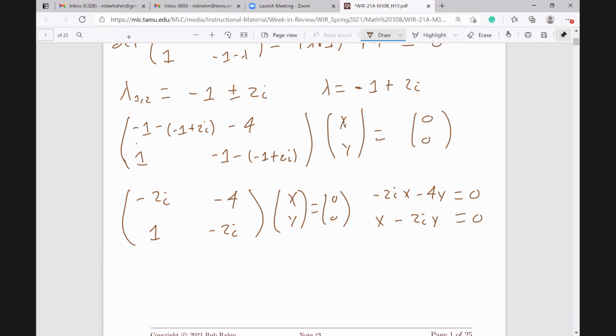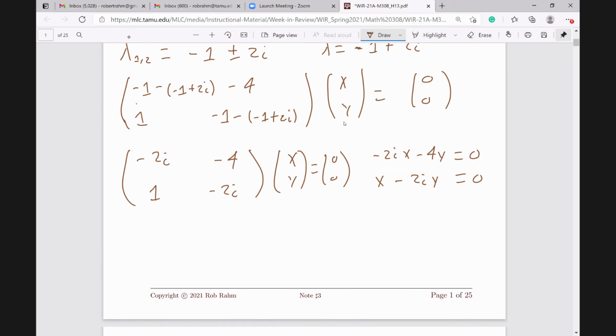And basically, that check is good because if the two equations are not multiples of each other, it means we've done something wrong. On the other hand, if we've done something wrong, there's almost no chance that just by accident the two equations are going to be multiples of each other. Okay, either way, the easiest equation to solve is the bottom equation.